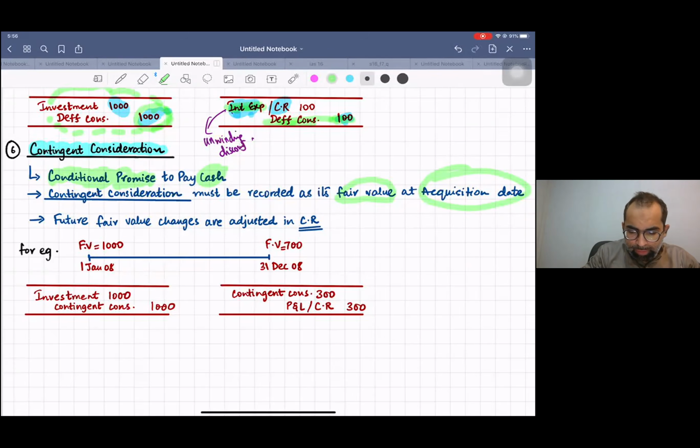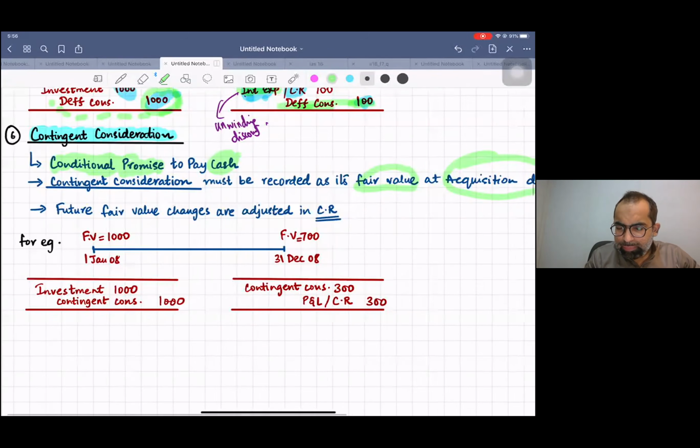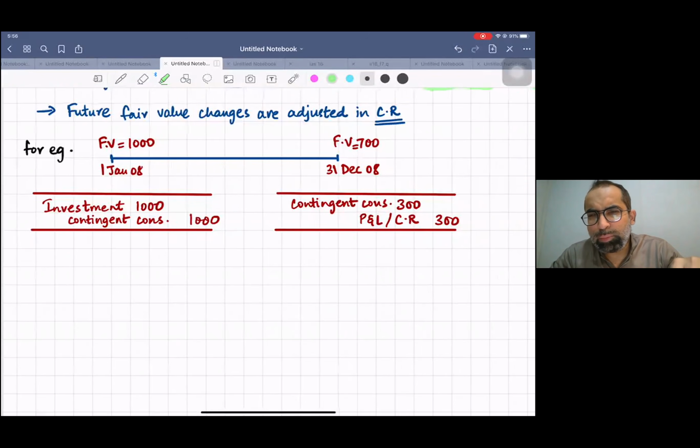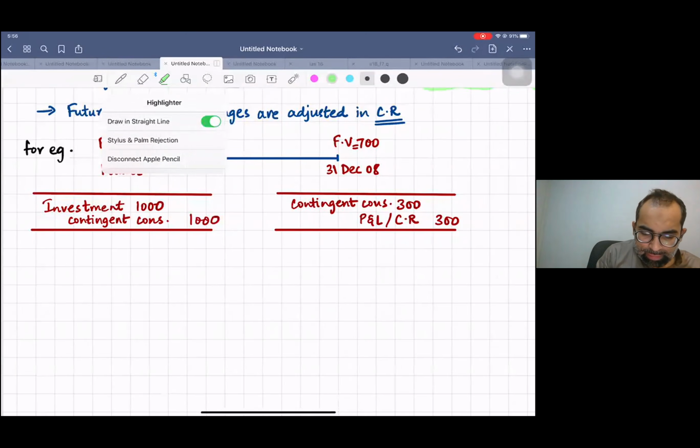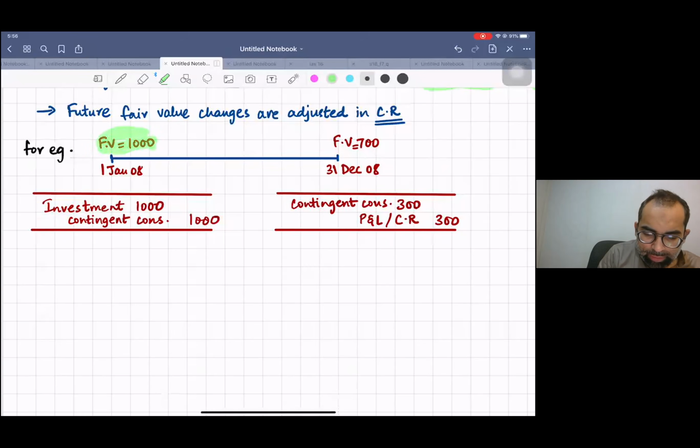So for example, giving you one example, and I think this example came in one past paper as well. Peakend, there is a very famous question Peakend. In that Peakend question, this example is given. In this question there is a contingent consideration, and the fair value of that contingent consideration at acquisition date is 1000.